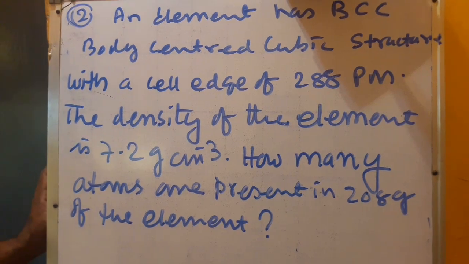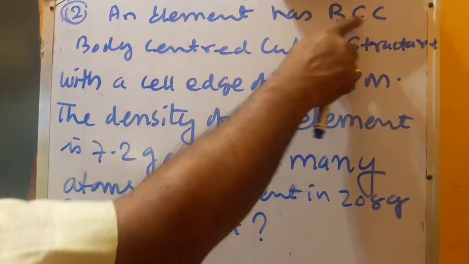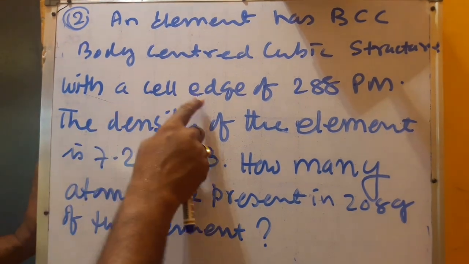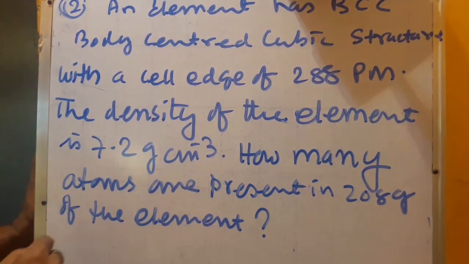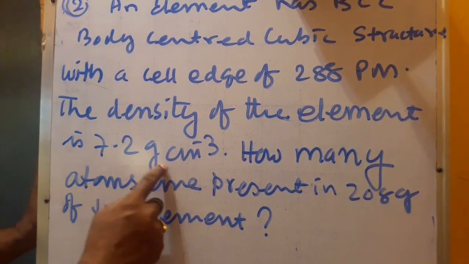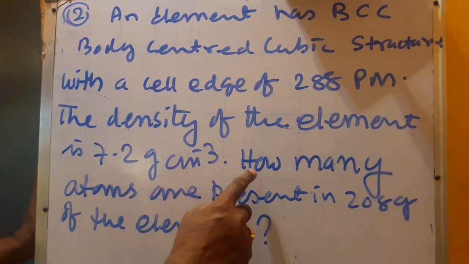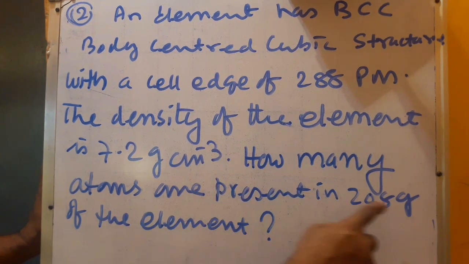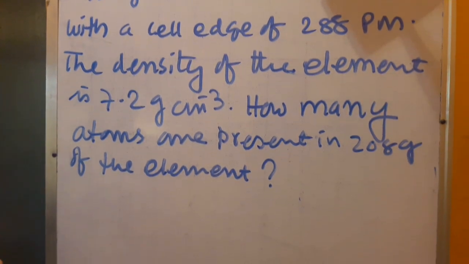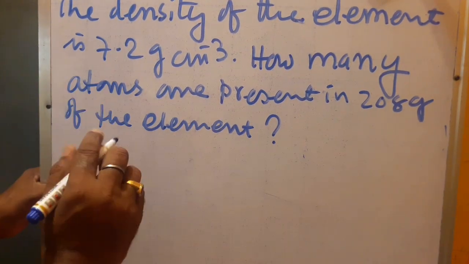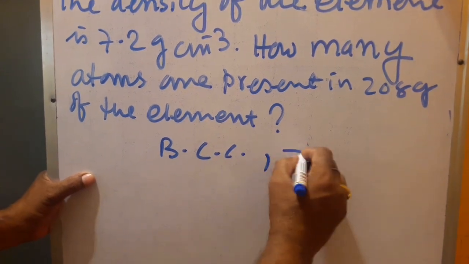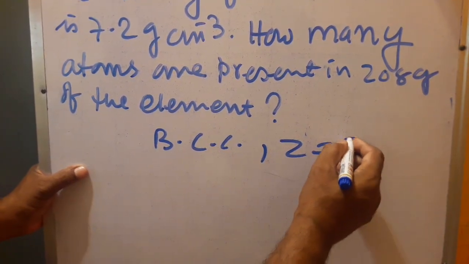Now question number 2. An element has BCC, body centered cubic structure, with a cell edge of 288 pm. The density of the element is 7.2 gram per cm cube. The question is, how many atoms are present in 208 gram of the element? Okay students, now this question can be answered in two ways. Now first of all, as it has BCC structure, Z is equal to 2 per unit cell.